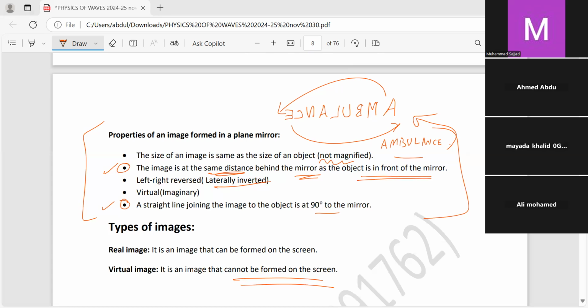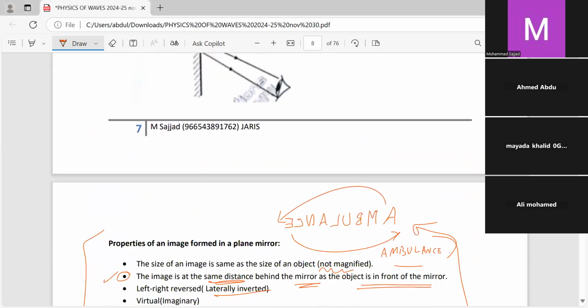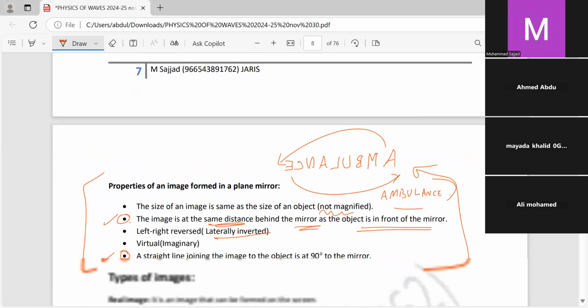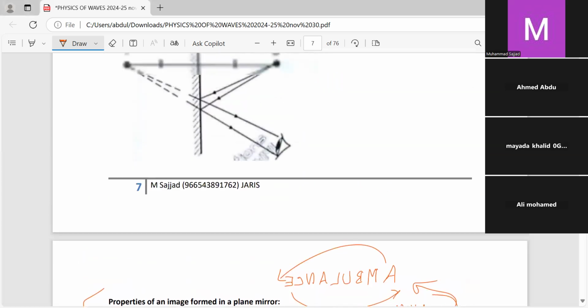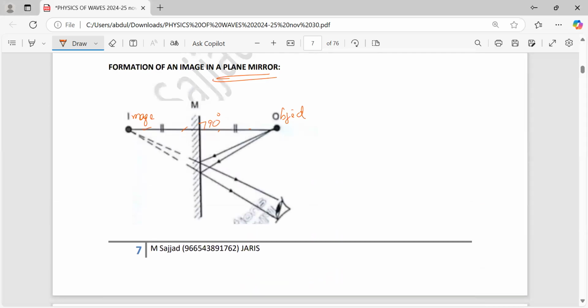Okay, now from here I will be moving towards formation of image in a plane mirror, and I will be using this second point and the last point, and you can do it easily, even very simple. Now see, they have made the mirror like this. I'm making the mirror this way also. Now this line is representing the mirror.